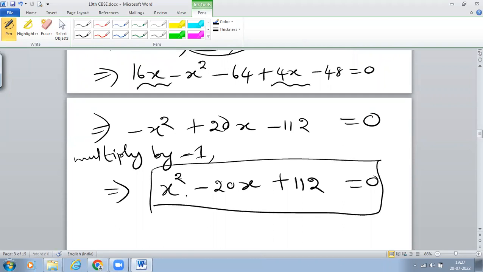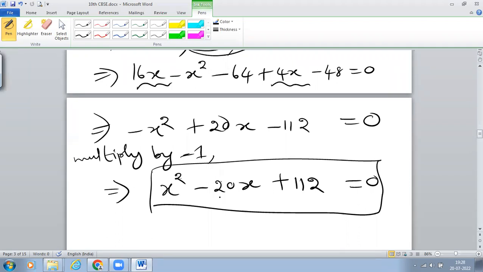This quadratic equation is the one which suits the given condition. The given condition is very simple. There are two friends, and the sum of their present ages is 20. Four years ago, the product of their ages was 48. With the help of these conditions, we have formed a quadratic equation, that is x square minus 20x plus 112.